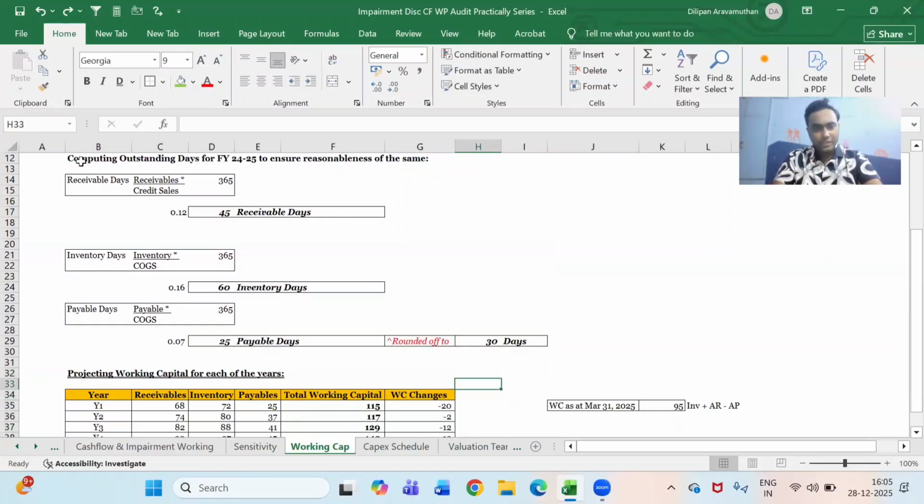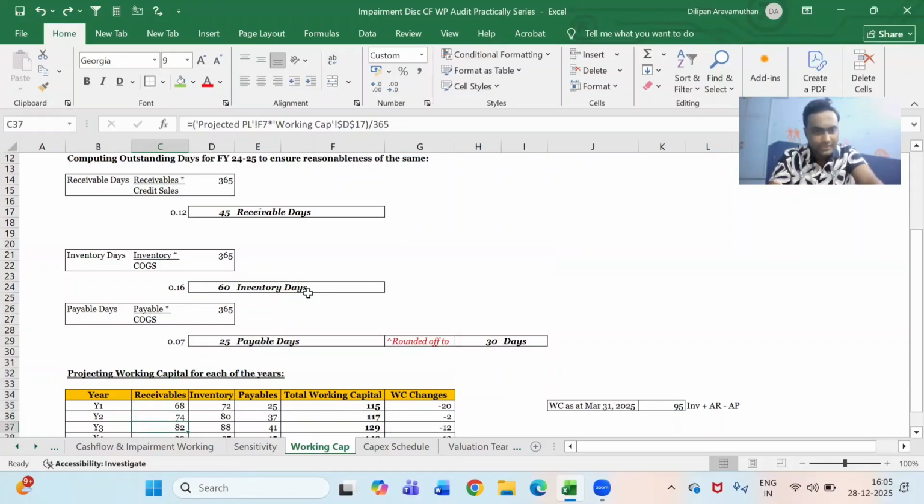Very simple. We'll do a cross multiplication, guys. Basically, if I have to do a cross multiplication, what would I get here? Receivables equal to receivable days into credit sales. Inventory is equal to inventory days into COGS. Payable is equal to payable days into COGS. We got our receivable days, we got our inventory days, and we got our payable days. So we can cross multiply and we can get our receivables, inventory, and payable balance. That's what we're doing, right? Yes, sir. Yeah, that's it.